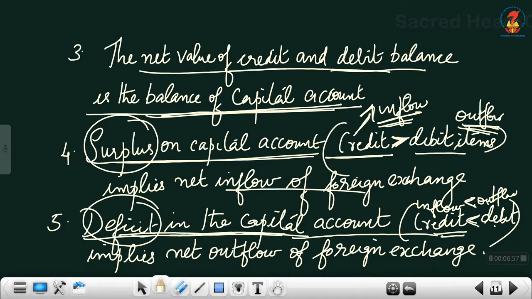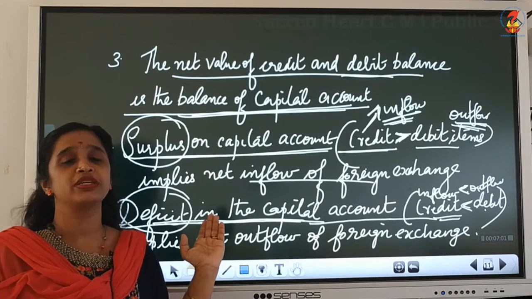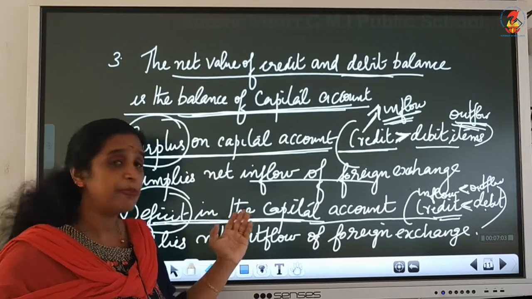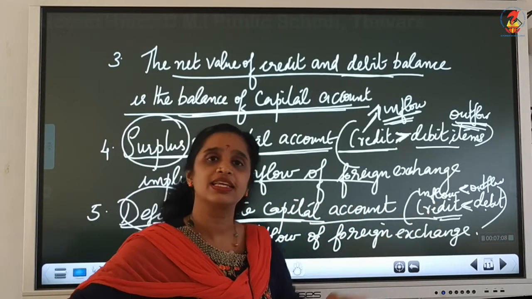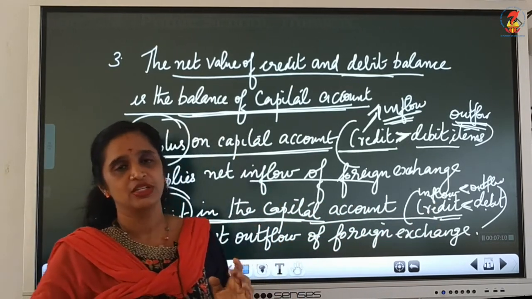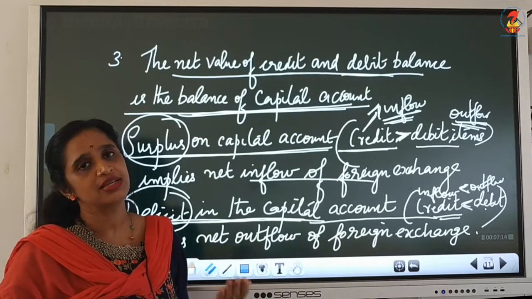That is also okay. Now next, deficit in the balance of payment. A capital account experiences a deficit when credit is lesser than debit. So you can write the point in that way also. Both imply the same thing.